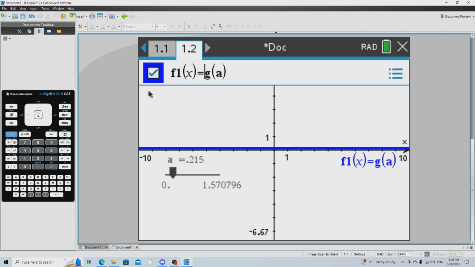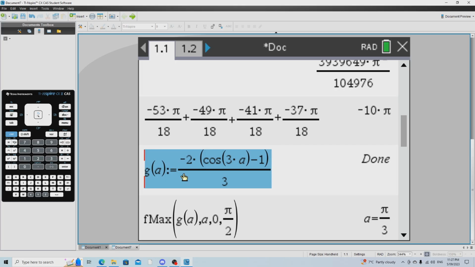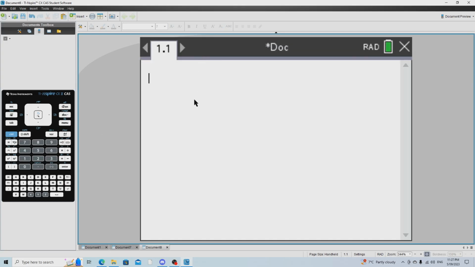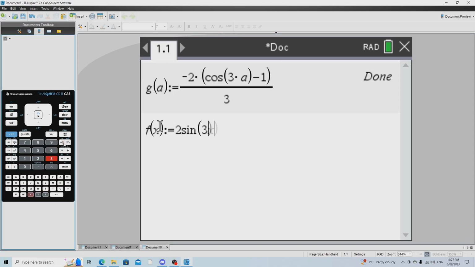If I say... So we said g of a. Okay. Just copy that. Control N everything. And say this, I'm going to define that as that. And I'm going to define x back to what it was, which was 2 sine 3x plus 1. Okay, plus 1, yeah. Okay, so we got these two.